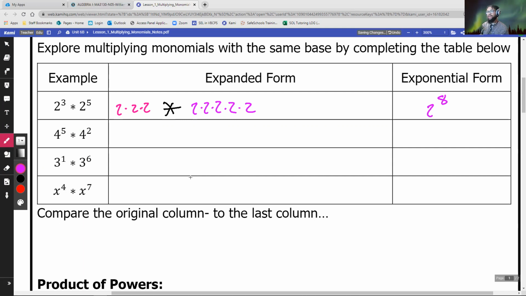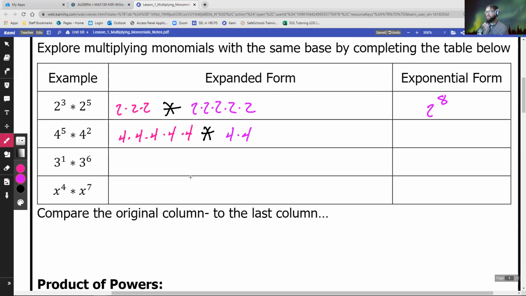If we look at this next one, 4 to the 5th times 4 squared, we have 4 times 4 times 4 times 4 times 4. The only reason I'm using this multiplication symbol is to separate the two. They all mean multiplication. And then 4 squared is going to be 4 times 4. Like I just said previously, if we look at how many times 4 is being multiplied and then draw that as a power, we get the same thing.